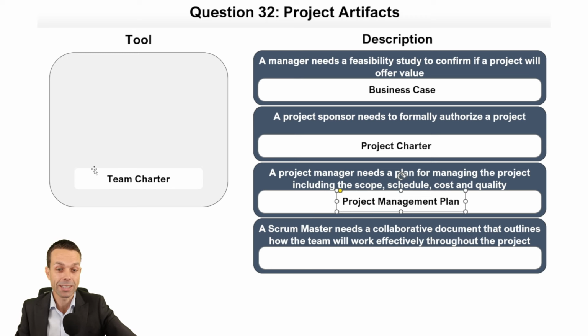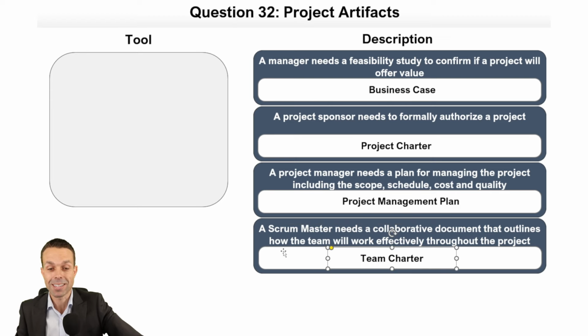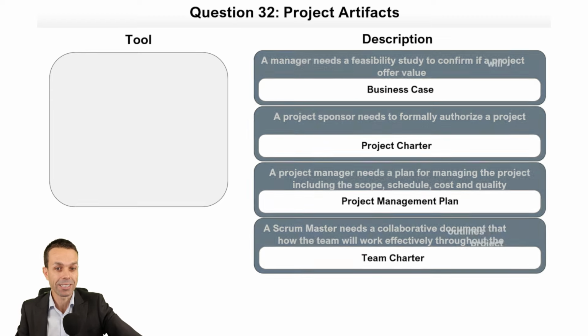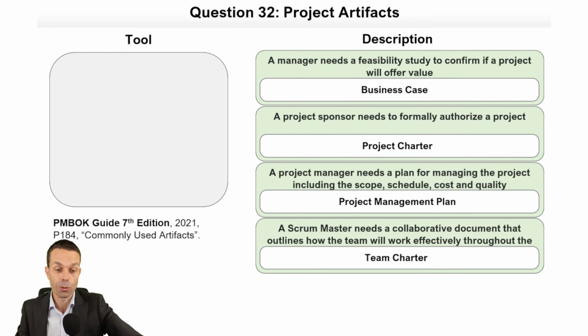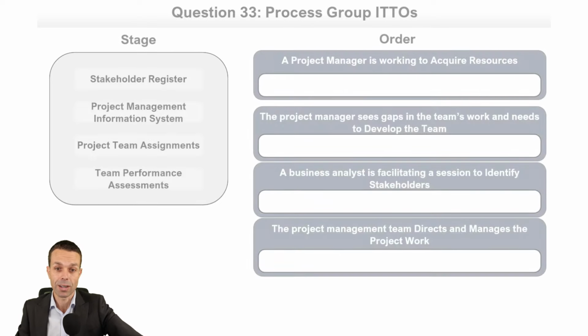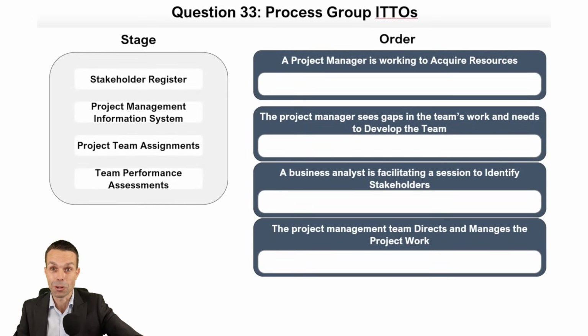That's our project management plan and all of the bits and pieces that go into that, all the subsidiary plans, risk plan, communications plan. Now, if a Scrum Master needs a collaborative document that outlines how the team will work effectively throughout the project, this is our way of working, our team charter. Let's quickly check. And there we go, PMBOK Guide 7th edition, commonly used artifacts that we've got here. Team charter is a wonderful agile one that you'll see come up in resources in the Process Groups Practice Guide as well. All right, next one, doing great.